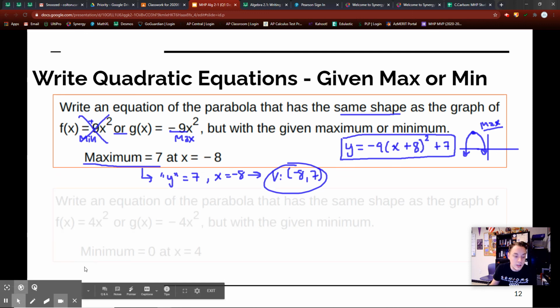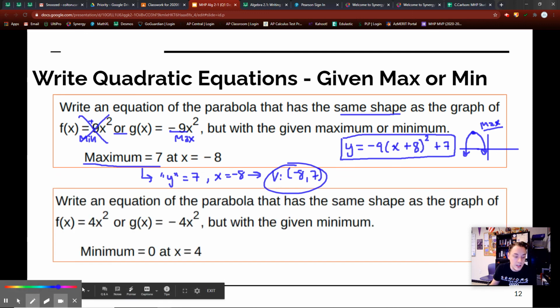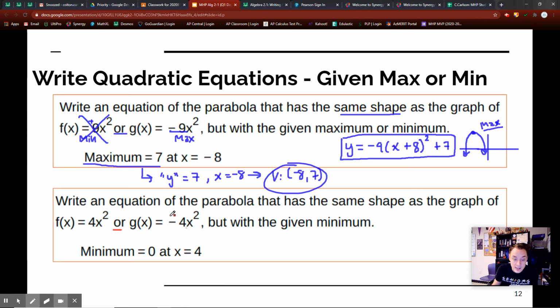Let's go to our last equation, our last question here. Let's do it in red. So again, it's going to give me this 4x or this. I want to know which one it is. This is my min, and this is my max. So if it's asking for a min, I don't want that. Now remember, this is the same thing as saying y equals 0, where x equals 4, which is the exact same thing as saying my vertex is going to be 4, 0.